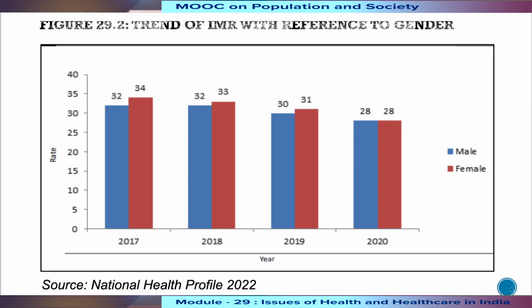Similar to the decline in geographical disparities, IMR also has shown decline in gender disparities. Figure 29.2 shows this. Here we see that IMR for female has remained high all through the years. However, in 2020, IMR across two genders recorded the same level. So here is the figure 29.2 showing IMR with reference to gender in the years 2017, 18, 19 and 20.